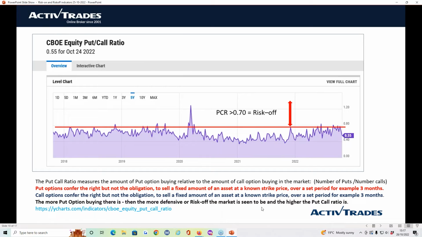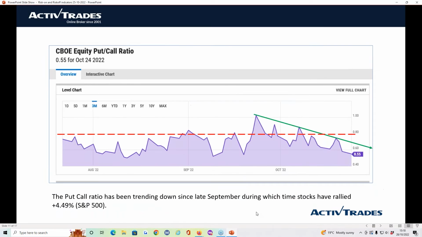Now let's look at that chart in a shorter time frame. And here I've drawn the put-call ratio over just 3 months. And again, I've put in a barrier slightly above the 70 level, to be fair, but it's to indicate where the risk-off portion of the market is, according to this indicator. But perhaps more importantly here, I've drawn a downtrend line, and that downtrend line shows you that in the last month, since the 27th of September, the put-call ratio has been declining, and that coincides with a 4.5% and slightly more actually after yesterday's close rise in the S&P 500.